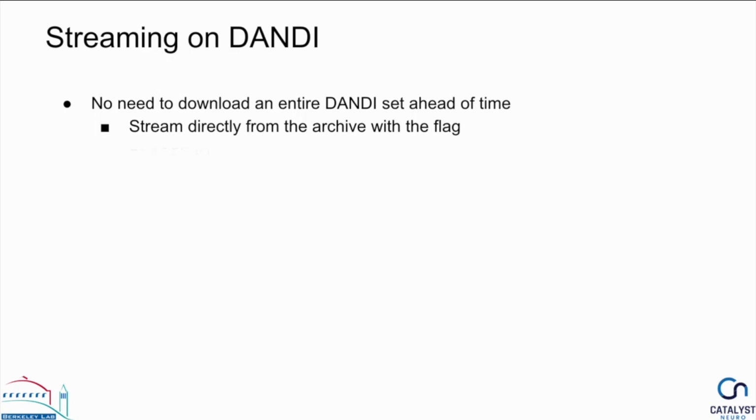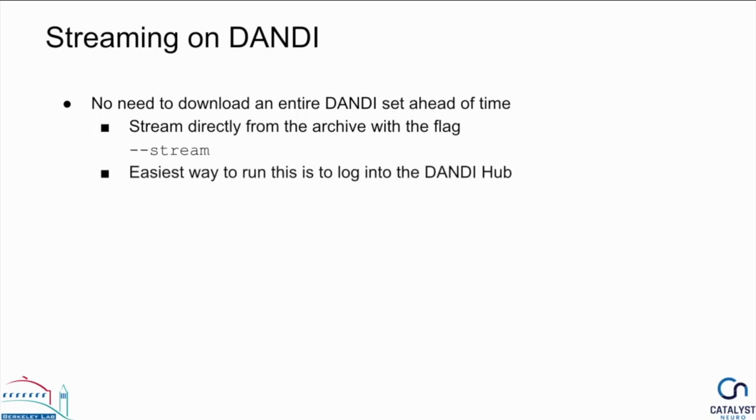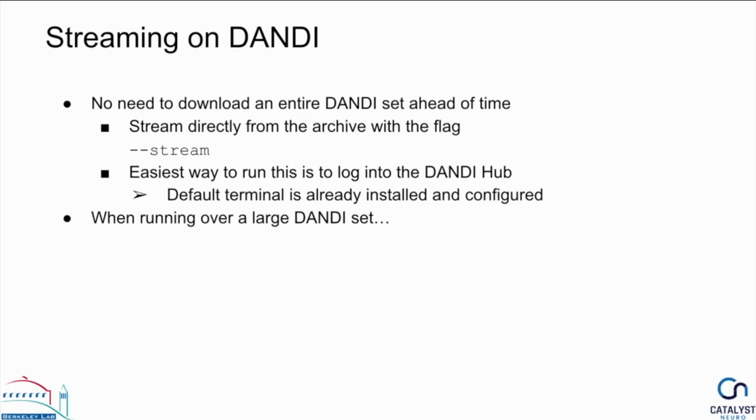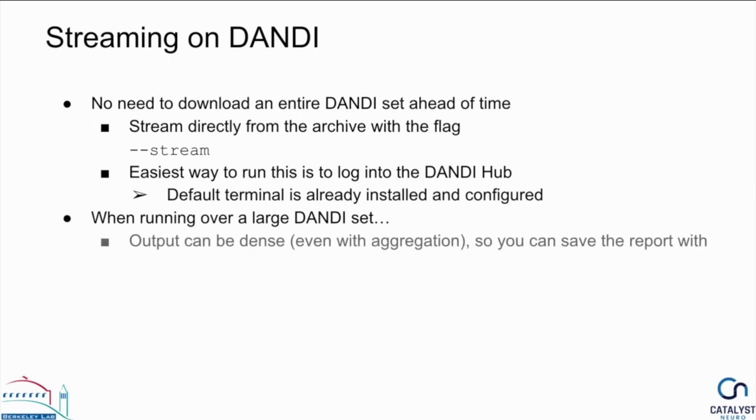Oh, I'm sorry, we're still in NWB Inspector land. Well, you can run the NWB Inspector with streaming as well. You don't need to download a DANDI set in order to run the NWB Inspector on it. You just call the --stream flag, and you can get an inspector report very quickly and very easily on the DANDI Hub, just pointing it at an existing DANDI set. So this can be a lot faster than running it locally.